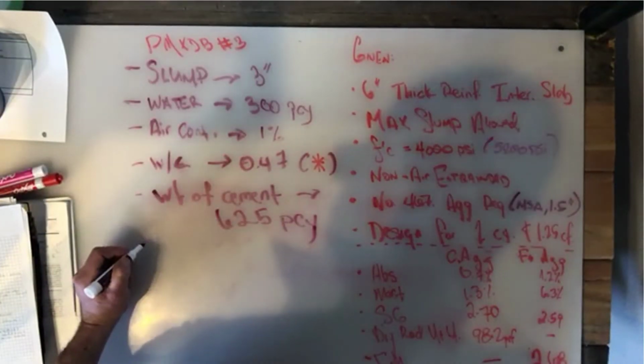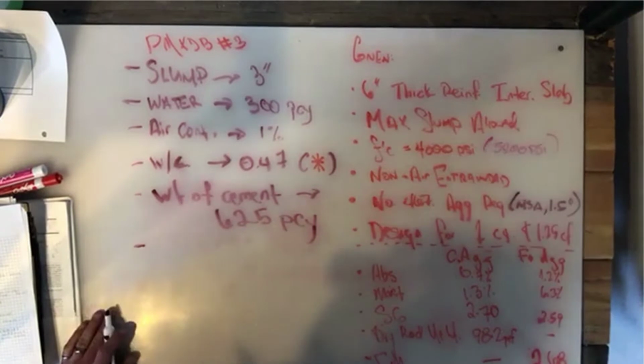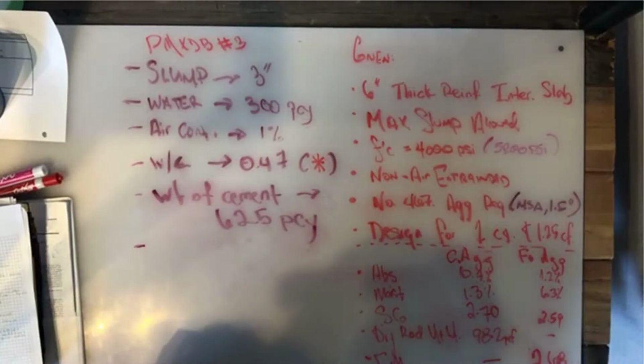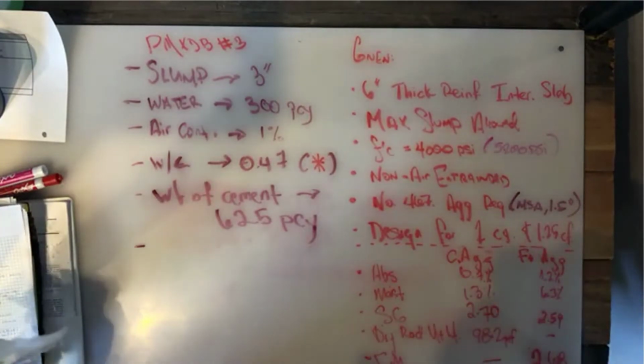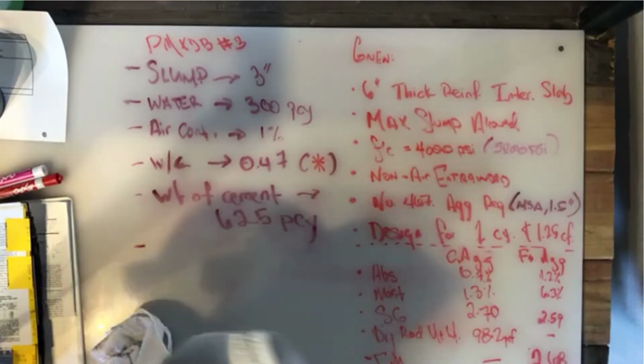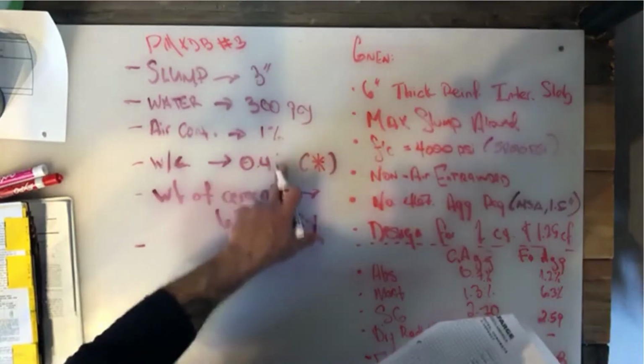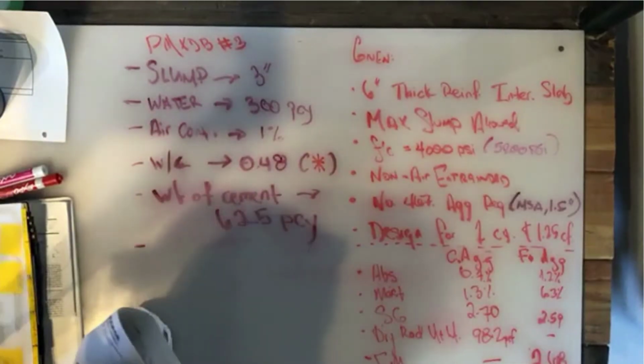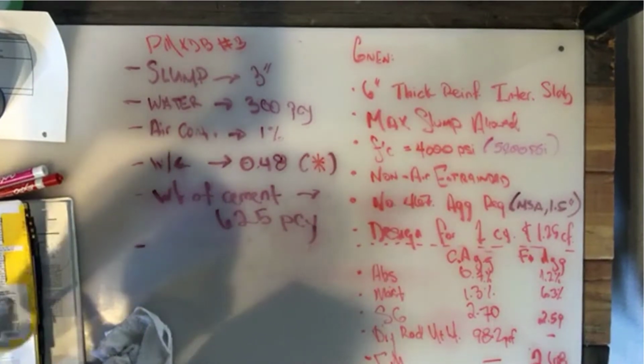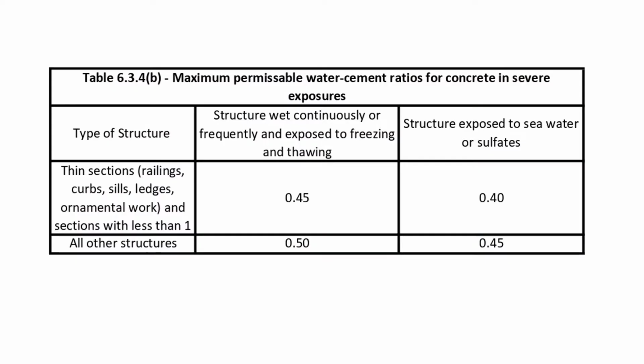Now I've got to find my coarse aggregate content. And to do that, I need to know a little information from what they've provided me already. I have a water cementitious ratio of 0.48, excuse me, not 0.47, 0.48. Before I did that, I should have gone to my next table. I went from 6.3.4a to 6.3.4b, and it says, make sure you're below this for any thin sections. Section is exposed to freezing or thawing. We don't have to worry about that. We're interior, so 0.48 is going to work out fine.